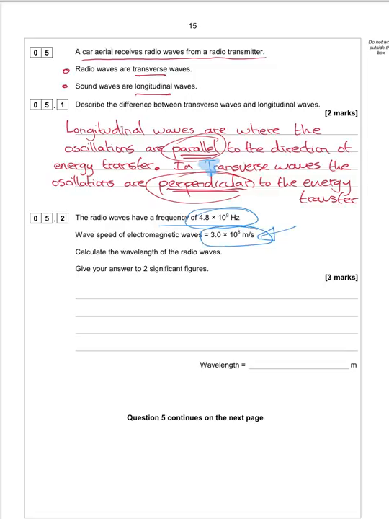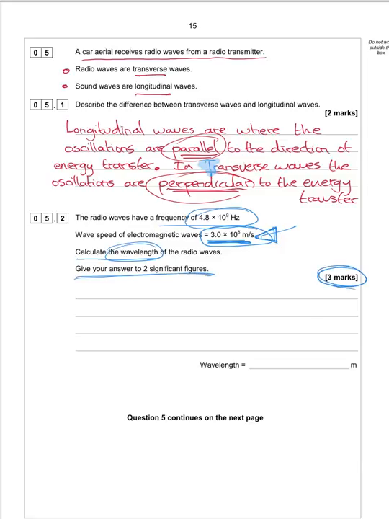If ever you get a question that asks you to work out the speed of light, given some information, you should recognize that number as the speed of light. So if you have to work it out, you know whether you've done it right or not. It's asking you to calculate the wavelength of the radio waves. Give your answer to 2 significant figures. This is a 3-mark question.